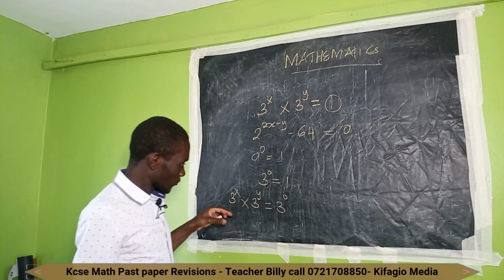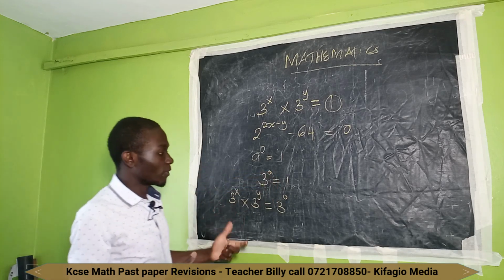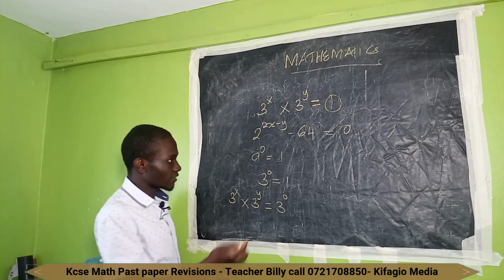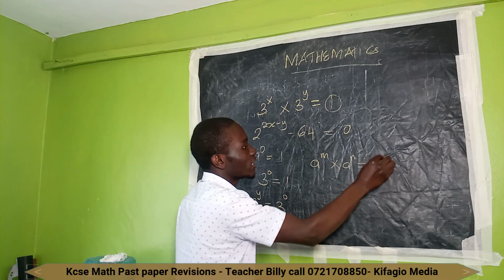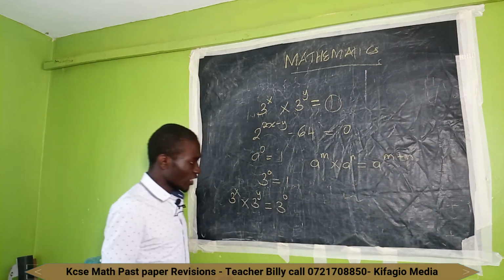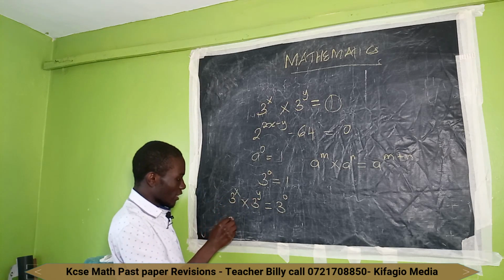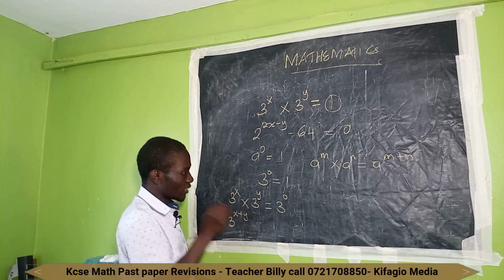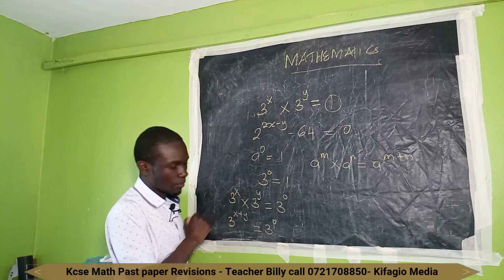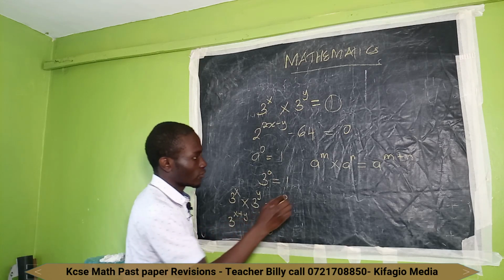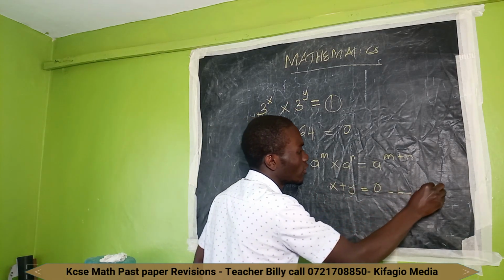After you have written all the terms to base 3, you are able to apply the laws of indices, the multiplication law that states a raised to power m multiplied by a raised to power n is equal to a raised to power m plus n. Therefore 3 power x multiplied by 3 power y is the same as 3 power x plus y is equal to 3 raised to power 0. You can drop the bases and we have x plus y is equal to 0. Call this equation 1.